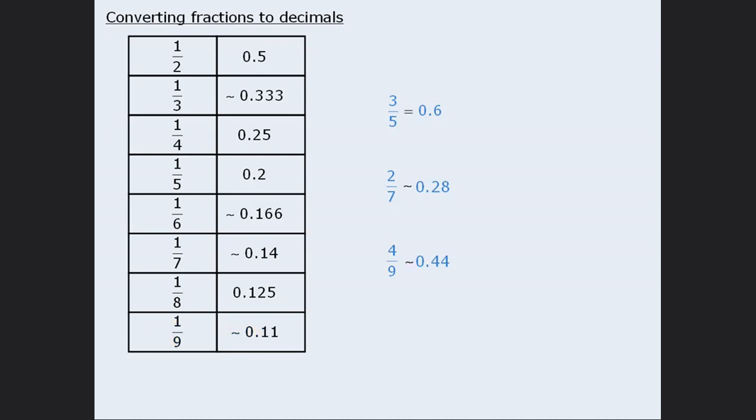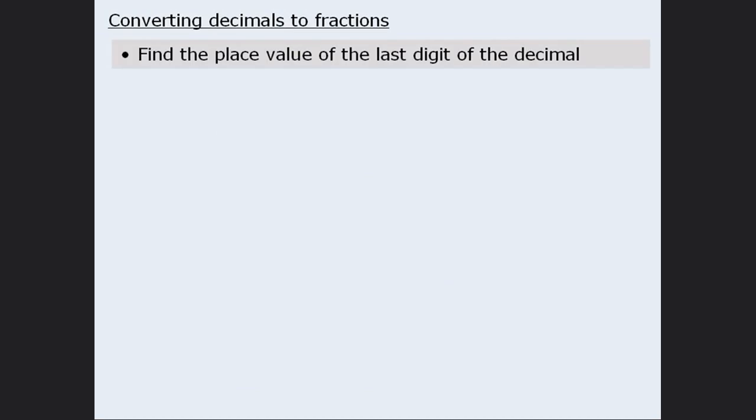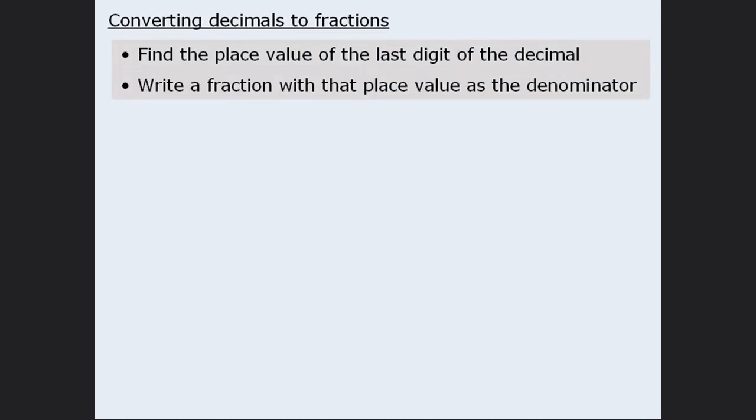Okay, now let's reverse the process and learn how to convert decimals to fractions. The steps here are as follows. First, find the place value of the last digit of the decimal, and then write a fraction with that place value as the denominator. Here's how it works.